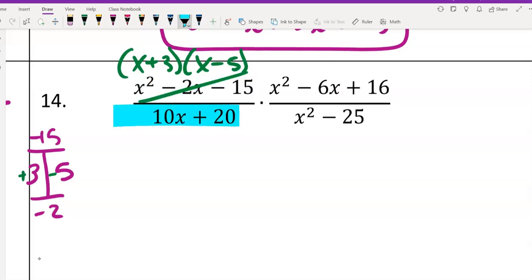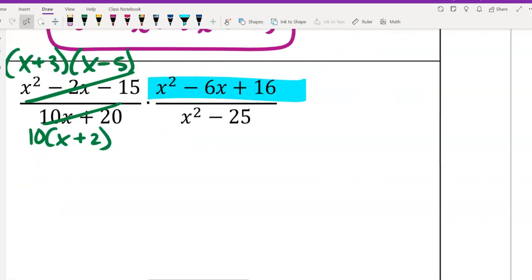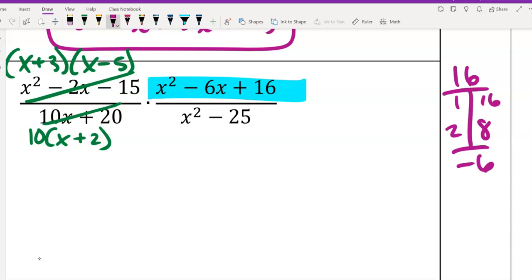Next, 10x plus 20. What do they both have in common? A 10. All right, next, 16 on top, negative 6 on the bottom. 16 is 1 and 16, 2 and 8. Now, how do two numbers multiply to a positive but add up to a negative? They both have to be negative. The rule of thumb is if you have a positive number on top and a negative number on bottom, both factors are going to be negative.